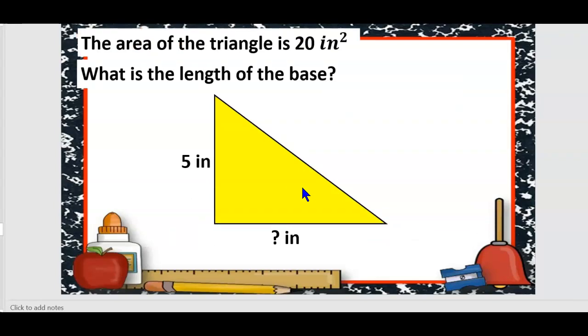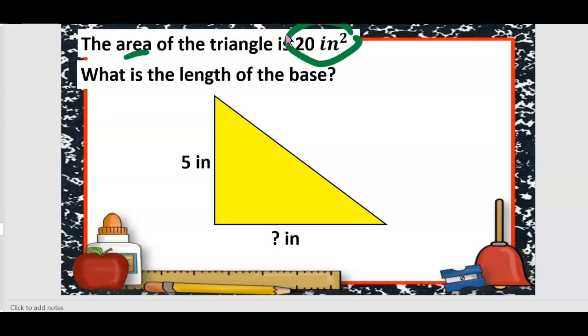Try this one. Ooh, this is the last kind of problem we're going to do. This is where they give you the area. The area of the triangle is 20. So they're telling you what this is. There would be 20 little boxes in here. 20. If we were to draw 20 square inches, we'd be able to put 20 of them in here. Right? So 20 inches squared.